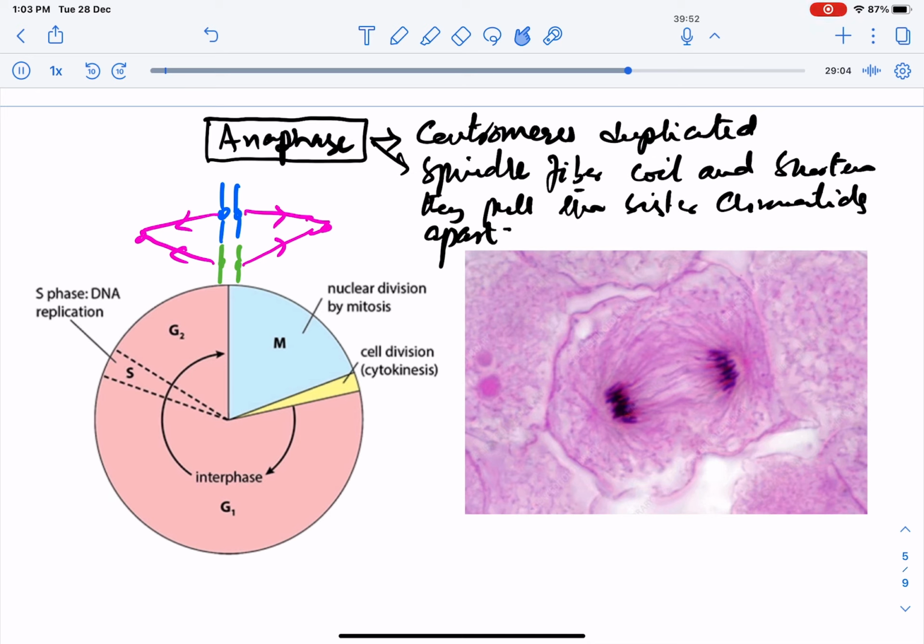In the early stage, you will see these sister chromatids will be closer together, but as time progresses, in the middle and in the later anaphase, the chromosomes will be moved to their respective poles. So here you see, initially, they were on the middle line, and then they are being moved apart to the respective poles. Sister chromatids are being pulled apart. Spindle fibers are still visible.